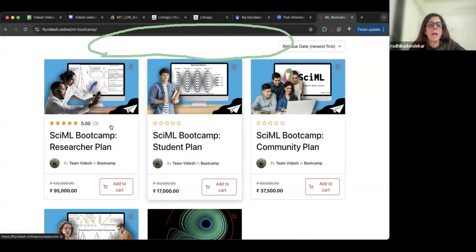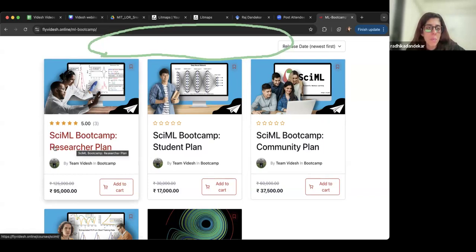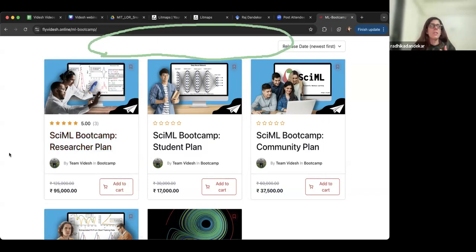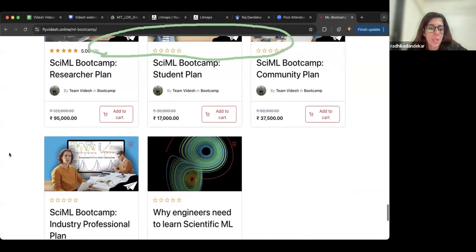Okay. The third plan is the SciML Bootcamp Researcher Plan. Now, this is the most popular plan, in a way that it combines the community plan with the research element. Basically, in addition to the basics of machine learning, the researcher plan focuses on writing a research paper in your domain and the field of machine learning.